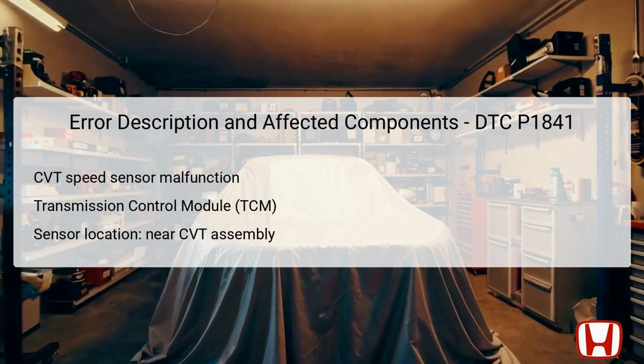If the signals from the speed sensor do not match the vehicle's operational conditions, it triggers the TCM to store the fault code. It is crucial to assess both the CVT speed sensor and the TCM during this troubleshooting procedure, as either could be the source of malfunction, affecting vehicle performance significantly.